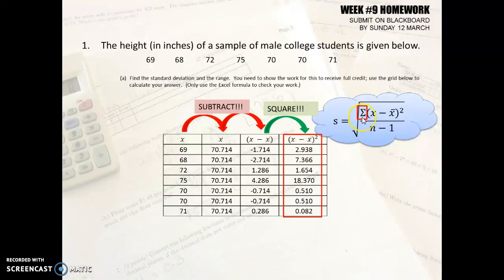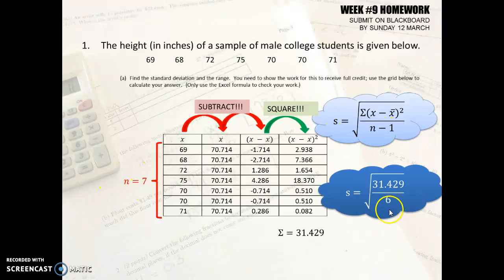Okay, what's up? Well, this little symbol, that is sigma. In math language, sigma means sum. So you add them all up right there, 31.429. Okay, so far so good. All right, on the bottom of that fraction, n minus 1. n, across the board, when you're talking mathematics, n means how many measurements do I have? How many things am I studying? In this case, I'm studying 7 people. So n minus 1 is going to be 6.